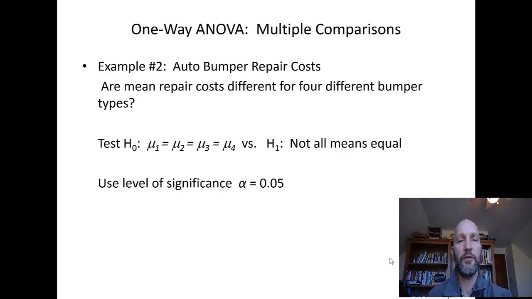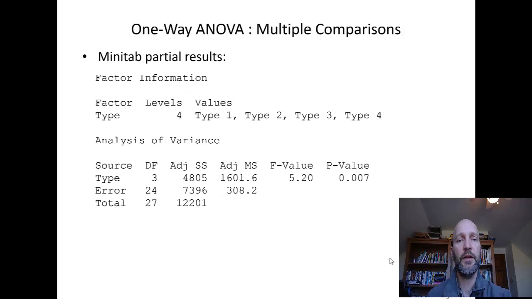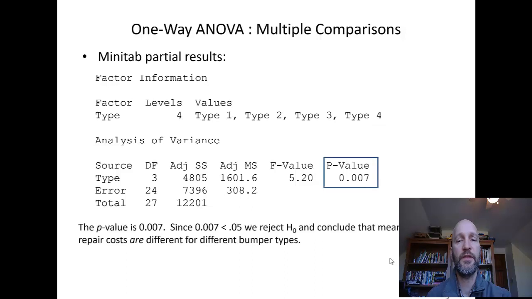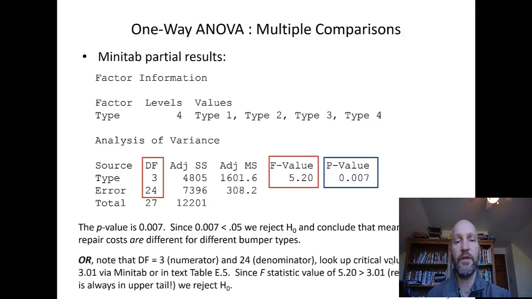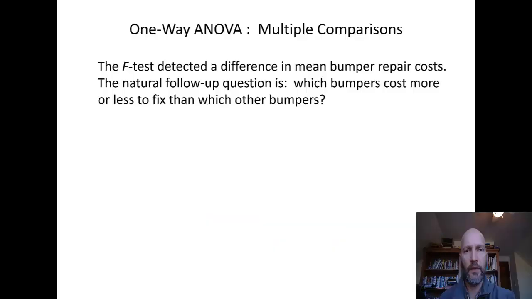We're going to use an alpha level of 5%, and the output that we produced is given here. The p-value of 0.007 says that we should reject the null hypothesis, at least at the alpha equals 5% level, and conclude that the mean values are not the same. We could also get that by using the F statistic and the critical value that comes from the degrees of freedom, 3 and 24, and that critical value is 3.01. So we rejected the null hypothesis that all of the means are equal to each other.